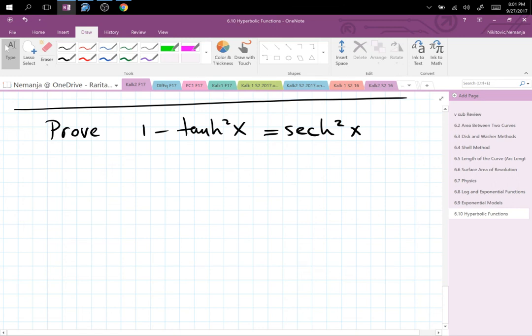Secant hyperbolic of x is 2 over e to the x plus e to the minus x, or 1 over e to the x plus e to the minus x. So this is 1 over 2 over. Okay, so I did this, and I got 1 over. So think about it. Follow the algebra.